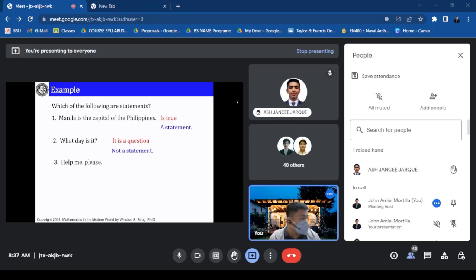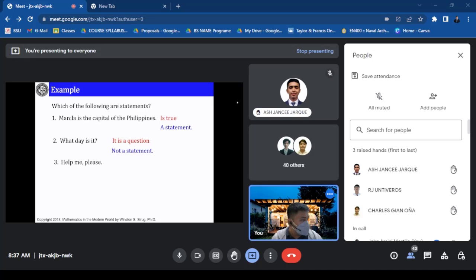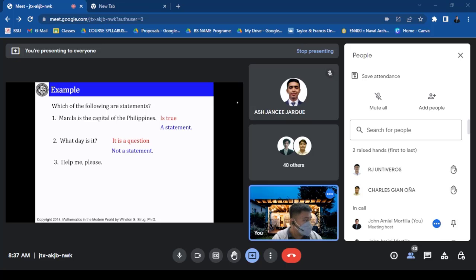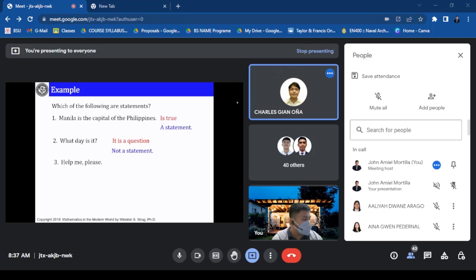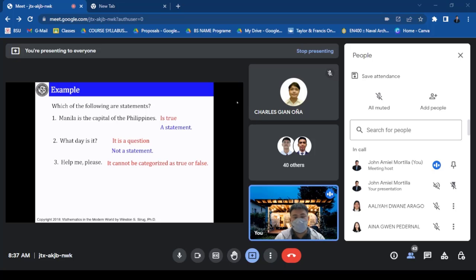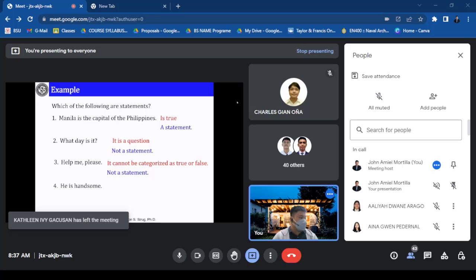Okay, so number 3. How about number 3? Okay, Charles, Gian. Not a statement po. Kasi po hindi po siya pwede identify kung true or false. Okay, so number 3, it is also not a statement because it cannot be categorized as true or false, or you cannot know if the person stating "help me please" is really asking for help or not. So this is not a statement. So number 4, he is handsome.